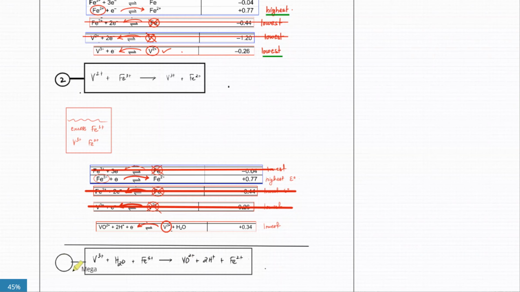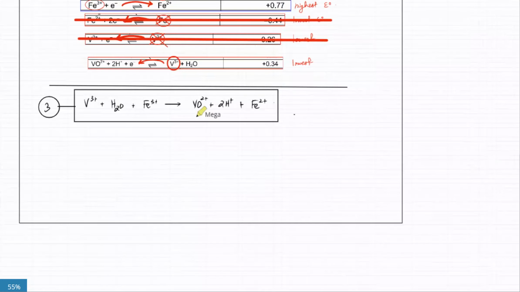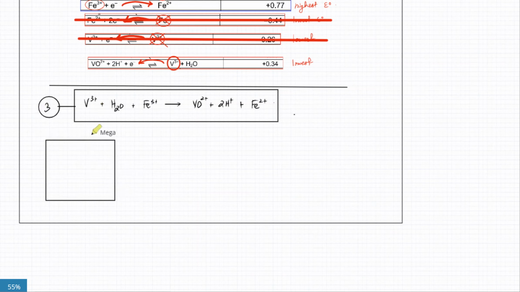Now, since we are running out of time, the question is whether there's going to be a fourth reaction after this. So what does my beaker contain after this reaction? If you look at the equation, you've got VO2+ and 2H+. All of these reactants have turned into these things. So I've got VO2+, I've got H+ as well now, and I've got Fe2+ as well. And I've got the unreacted excess Fe3+. Remember, Fe3+ was added in excess, so it's still present.